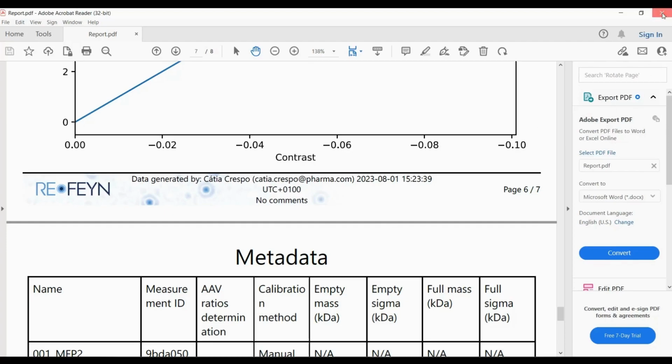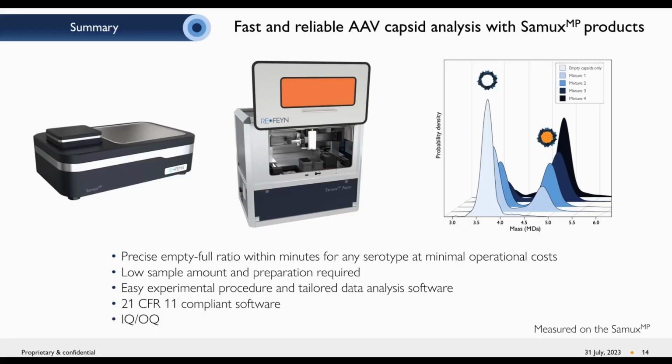So now that I have shown you how the software looks, I would just like to summarize very briefly what we talked about today. Mass photometry is an analytical technique that allows for easy, fast, and accurate measurements of AAV samples using very low sample amount. This is now not only possible to do for R&D and process development teams, but also for manufacturing teams that require 21 CFR Part 11 compliant software.